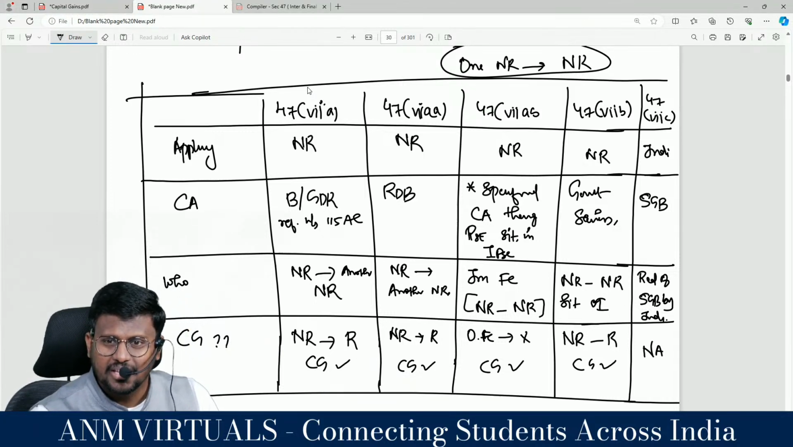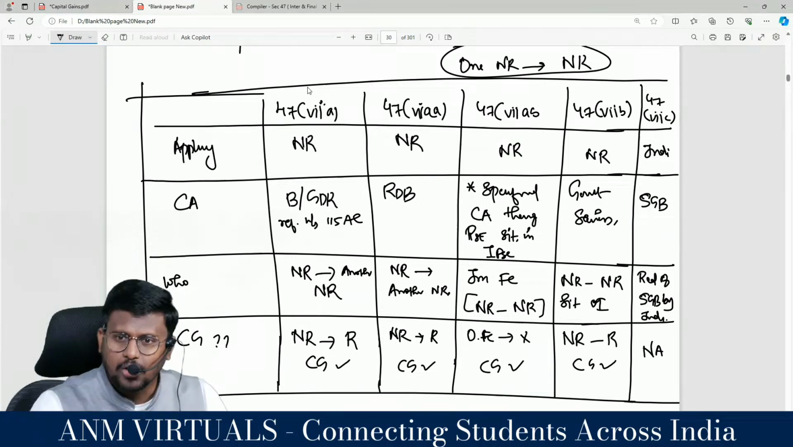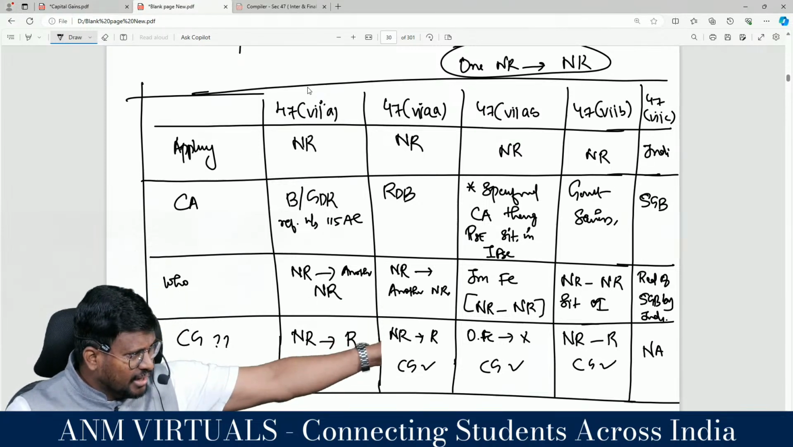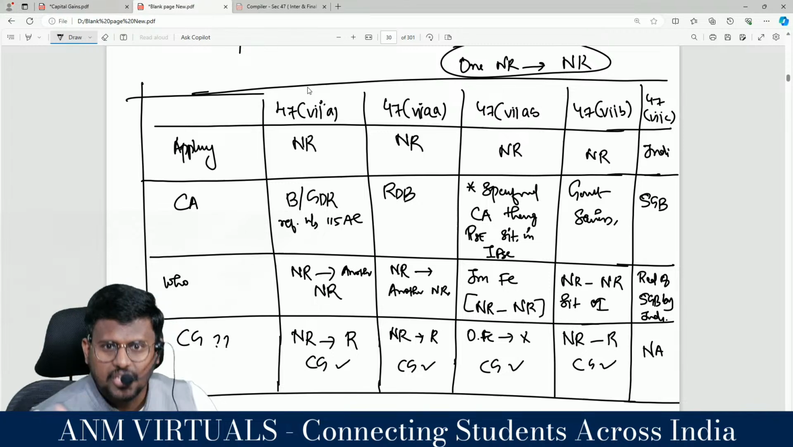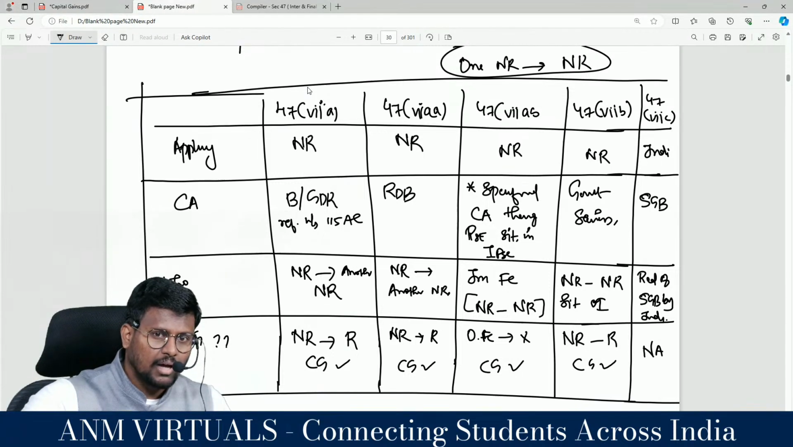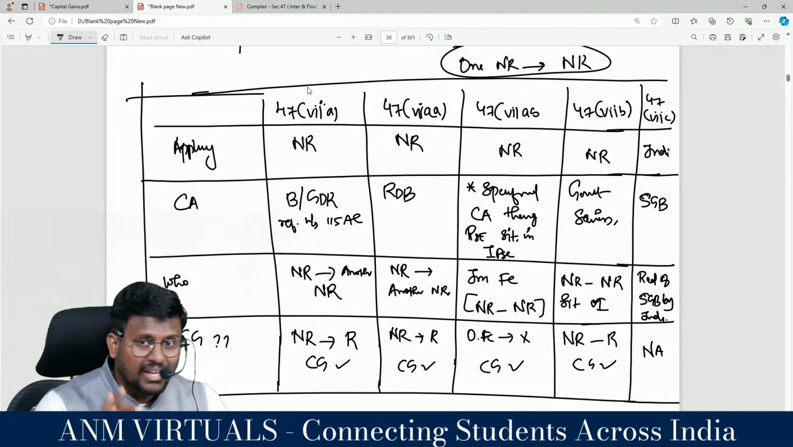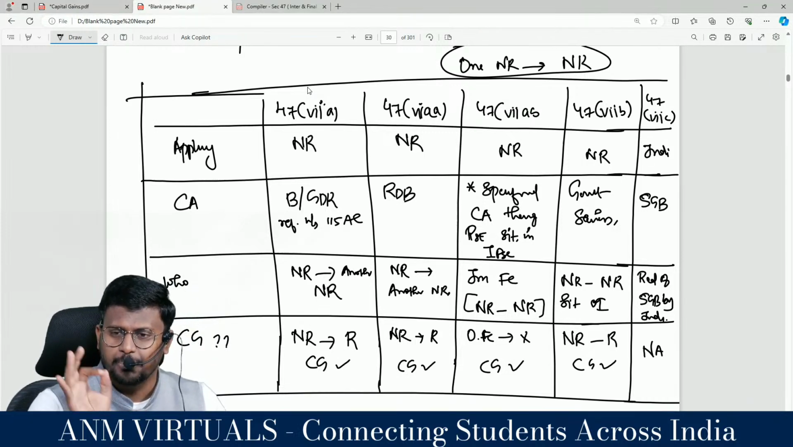Now 4 clauses remain for us: AC, AD, AE, AF. This is one slot. The one we already completed is 47 clause 7. Correct? So here 5, and that one is 4 plus 1. That is 5. There are 10 clauses we have completed under 47.